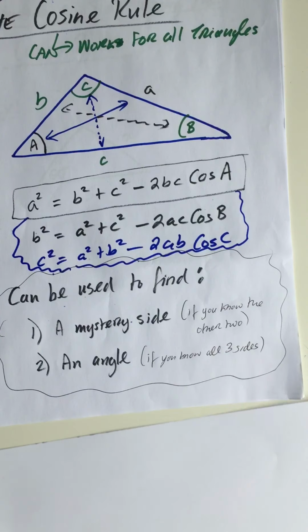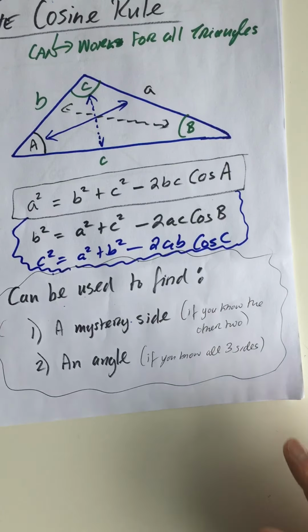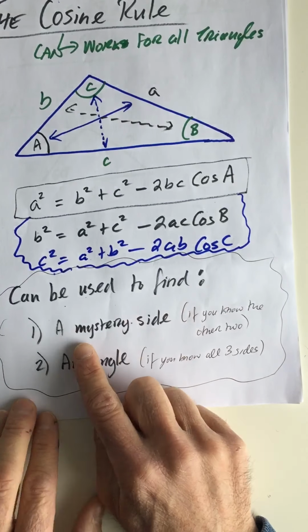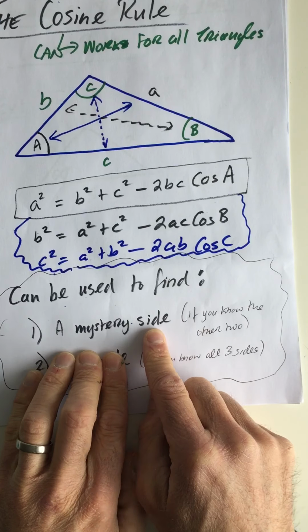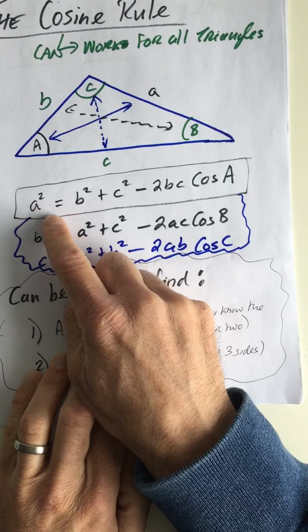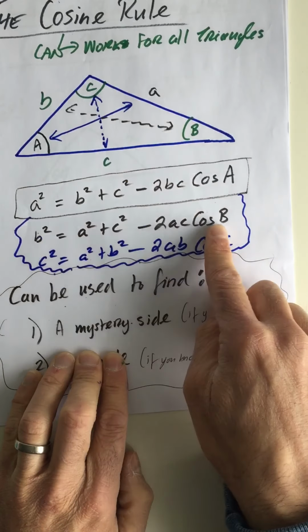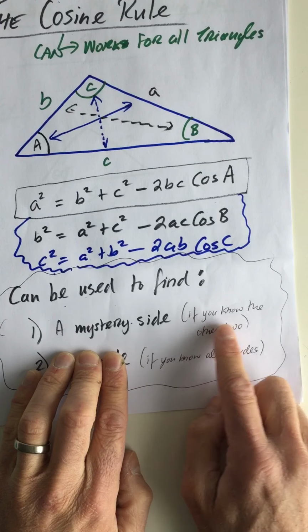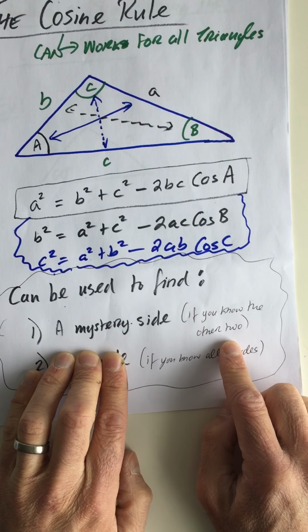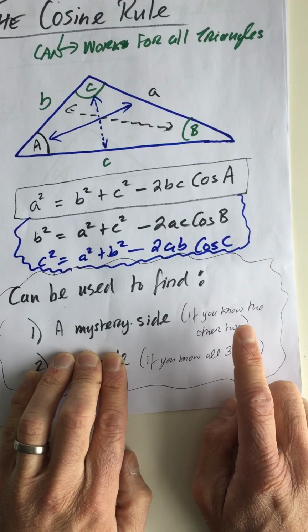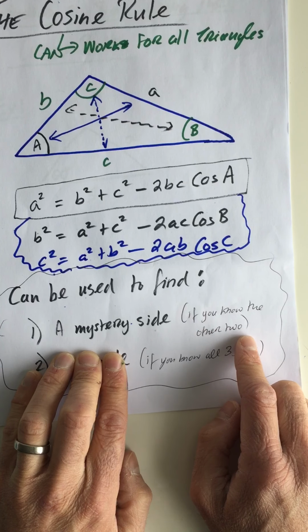Before I go any further though, I just want to point out what the cosine rule can be used for. The cosine rule can be used to find a mystery side. So for example, if you're looking for a, use this version. If you're looking for b, you'd use this version, and c. It's used for a mystery side if you know the other two sides. So for this cosine rule to work, if you're looking for a side, you have to know at least 2 of the other sides and the angle in between them.